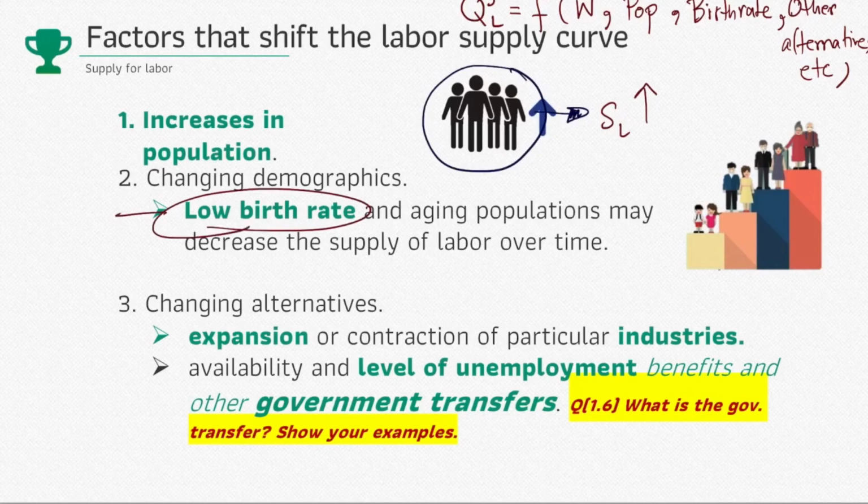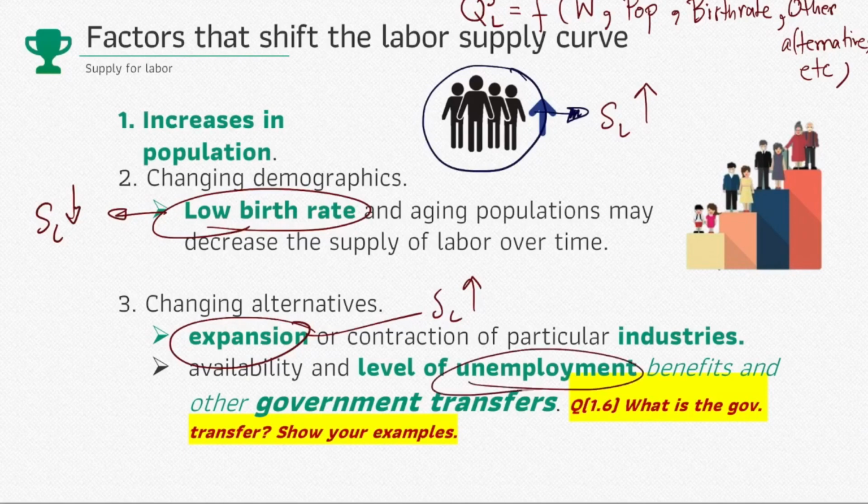And then the change in alternatives, such as expansion or construction of a particular industry. Expansion may lead to labor supply increase. Next, availability and level of unemployment benefits and other government transfers. Unemployment, supply of labor will increase, right? If the government transfers some benefit, maybe workers do not need to work now. Okay, this is quiz number 1.6. What are the definition of transfer from government?